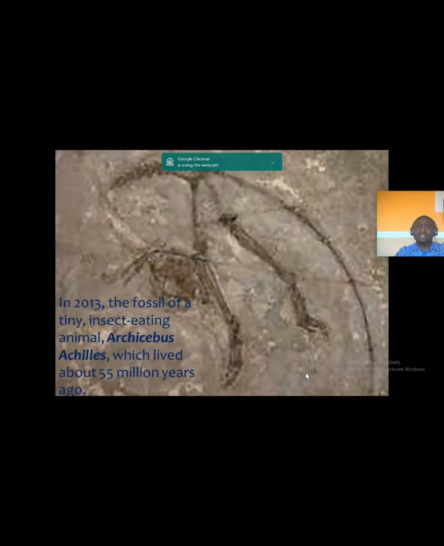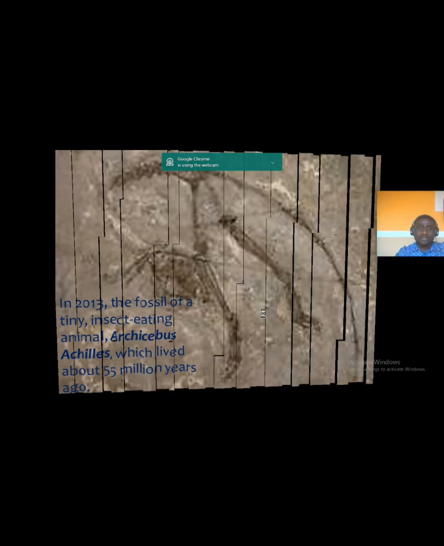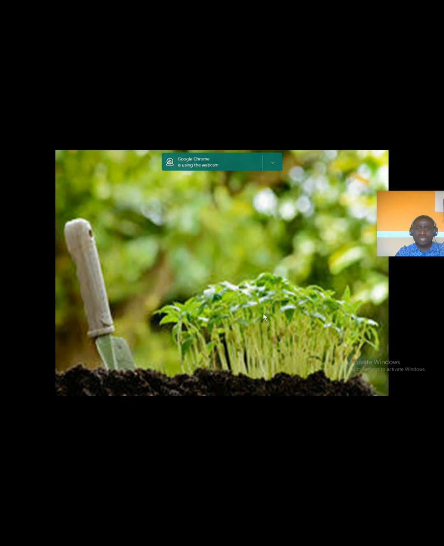Now, in 2013, the fossil of a tiny insect-eating animal, Archicebus achilis, which lived about 55 million years ago in our environment, was seen on this rock. The fossil formation shows an evolutionary history about this particular animal and how nature has selected it to be alive at some point, and at some point it is no longer alive. Also, I'll take you to an example using plants.